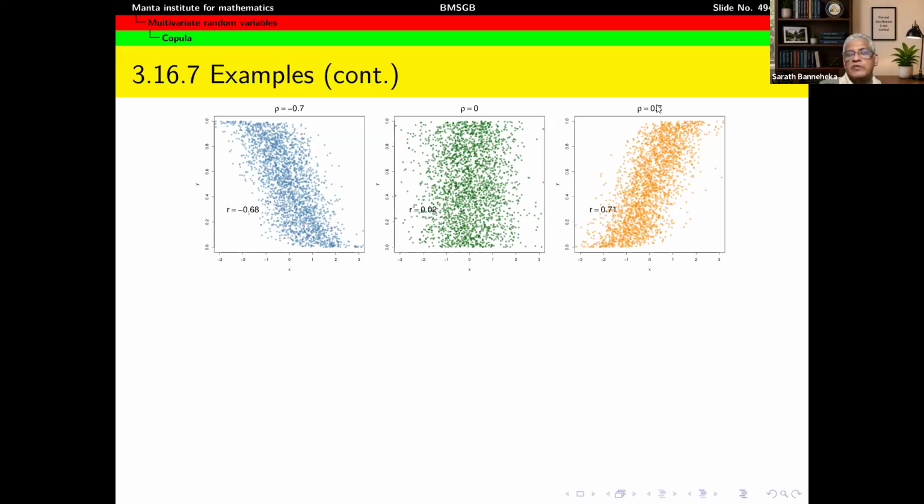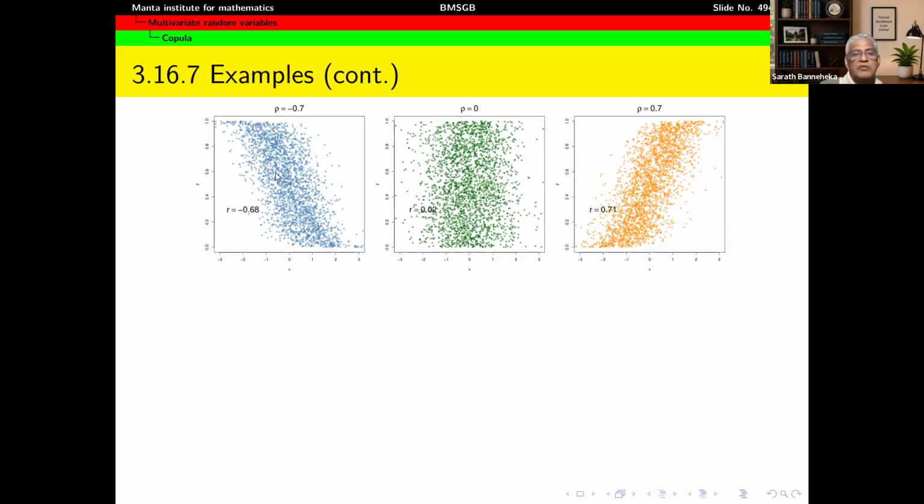When rho is equal to 0.7, this is the graph of Y versus X. In that case, r is equal to 0.71. So you see that rho and this r are pretty close, right? So it seems that calibration is not really necessary here. From this joint distribution, we can now see what marginals we get.